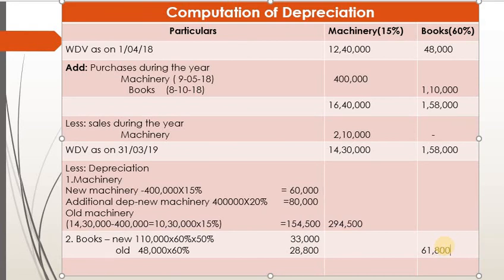Now we will arrive at the written down value which can be carried forward to next year. What is that amount? We have to just deduct this depreciation. Therefore the written down value which can be carried forward to next year is, for machinery 11,35,500 and for books it is 96,200.